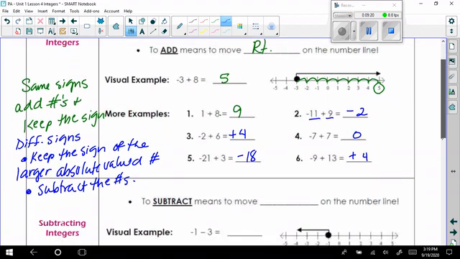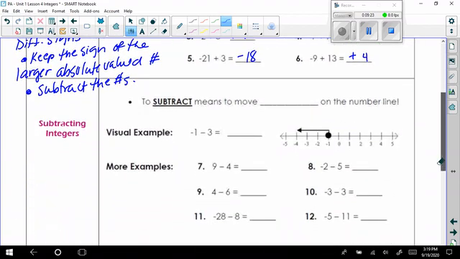Now subtract, they do have it separated here. However, I'm going to use the same rules for the most part. But subtract does mean move to the left.